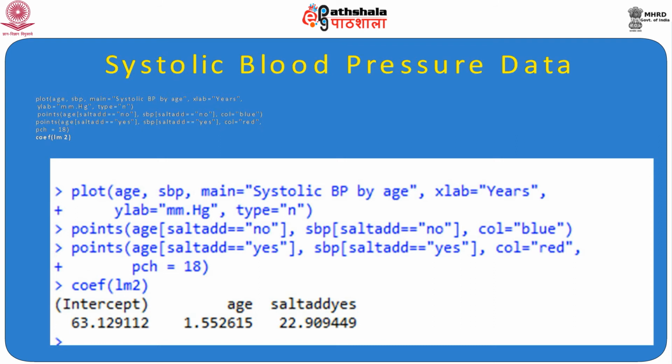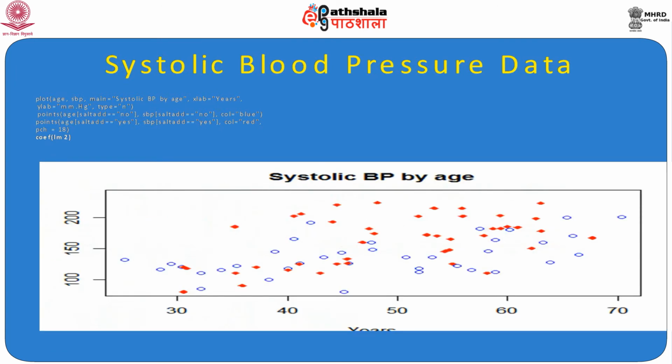So in the earlier slide we couldn't find out who is taking salt and who is not taking salt; only the relation between age in years and systolic blood pressure was considered. But here, with the same function, in addition we are also plotting salt added or not. Salt added is colored blue and salt not added is colored red, and we are also putting the coefficient of LM2 in this plot. So let's see the plots here.